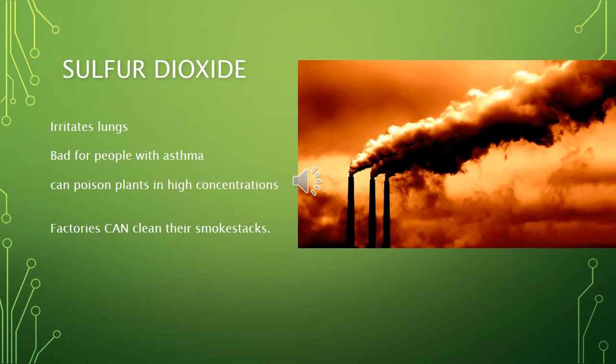We see this in cities with high air pollution, where asthma, bronchitis and diseases like that are more prominent and more serious. Sulfur dioxide in itself can also damage plants. It can damage the leaves, and in high concentrations it can be toxic to plants. The good thing is it's quite easy for factories to remove it from their smokestacks, as we'll talk about later.